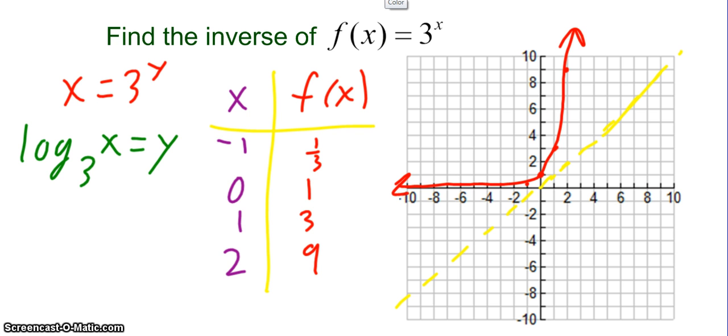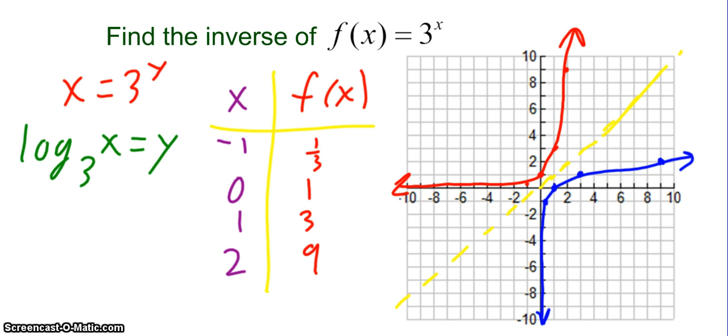So for instance, for f inverse, instead of having the point 0, 1, I'm going to have the point 1, 0. Instead of having the point -1, 1/3, I'm going to have the point 1/3, -1. Instead of having the point 1, 3, I'm going to have the point 3, 1. Instead of having the point 2, 9, I'm going to have the point 9, 2. So my inverse, which is the log graph, is going to look like this. Wow, that's lovely.